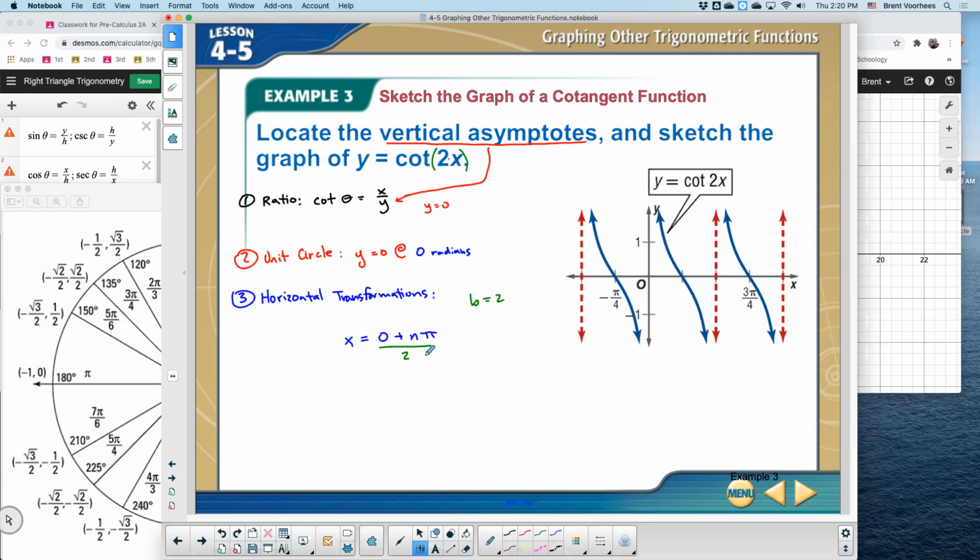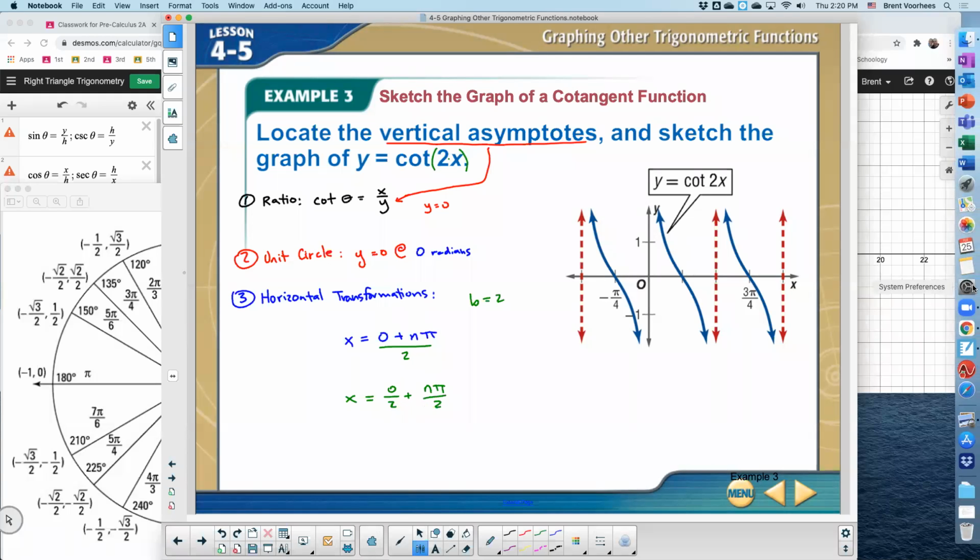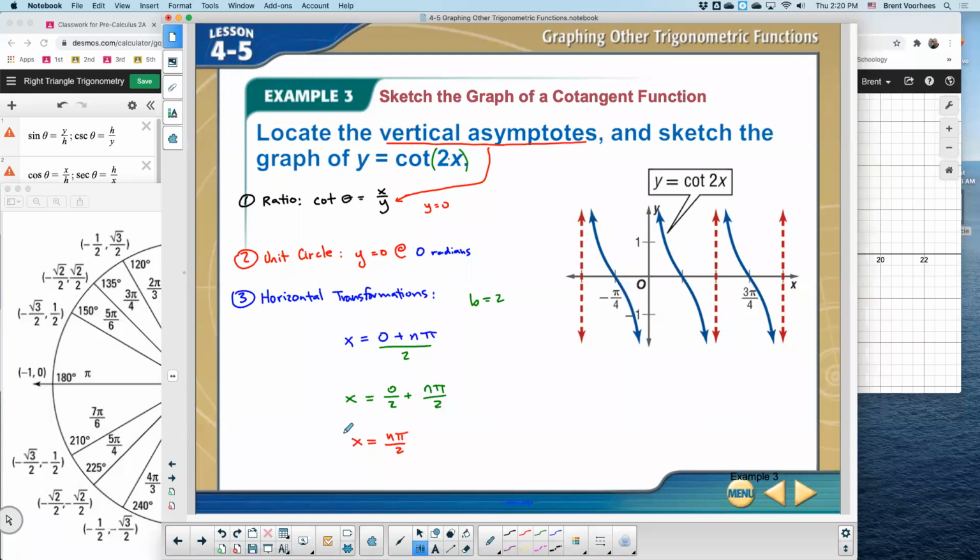That's the opposite. Now, dividing, you go all the way through. So what am I left with? I have 0 over 2 plus n pi over 2. And I can just simplify all that and just say x equals n pi divided by 2, where n is an integer. So that little double Z thing, where n is any integer. So we'd have an asymptote at 0.